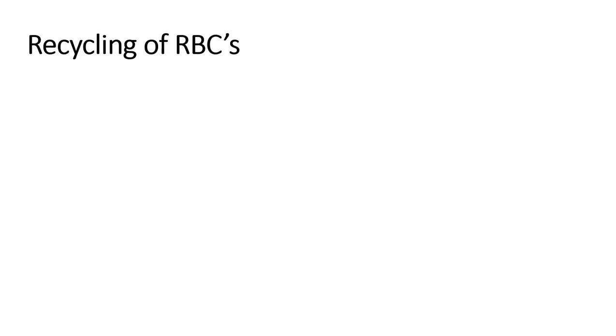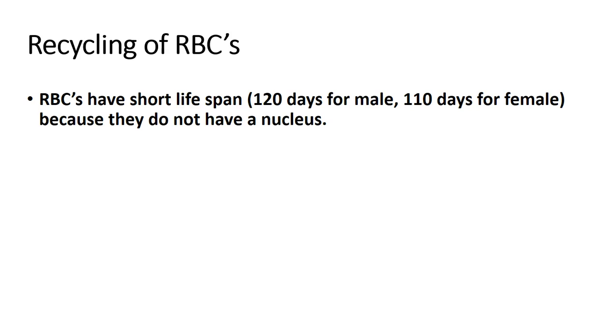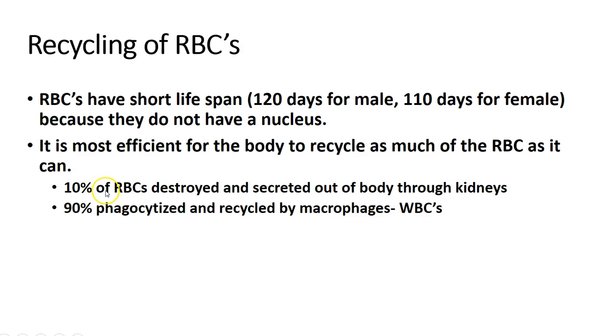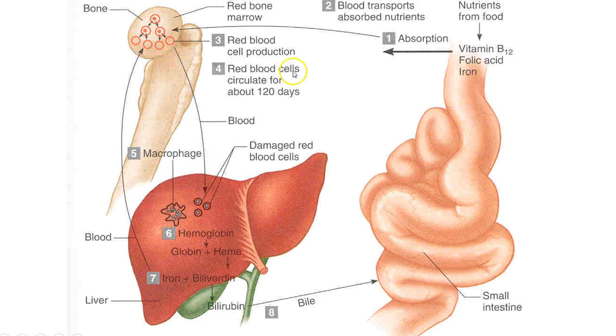Okay, so how do we recycle red blood cells? Because so many are made so quickly and so many are destroyed quickly, we don't want to waste everything. We don't want to just throw the whole red blood cell out. So what's going to happen is 10% of the red blood cells will be destroyed and secreted out. Your spleen will help with this. But 90% are going to be phagocytized, which means this. They're going to be engulfed by white blood cells, and they're actually going to recycle the parts of the red blood cells.